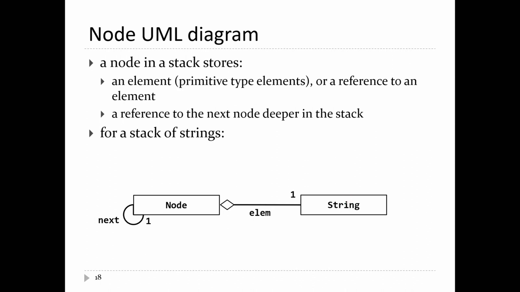Now a node refers to another node, so it's going to store a reference to the next node deeper in the stack. Every node has a reference to the next node deeper in the stack. In other words, inside the node class, there's going to be a field called next, where next is referring to the next node in the stack. So every node has an association with another node. Each node is an aggregation of one string, and it's an association with another node.